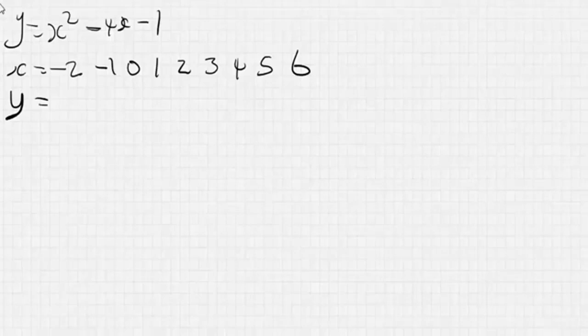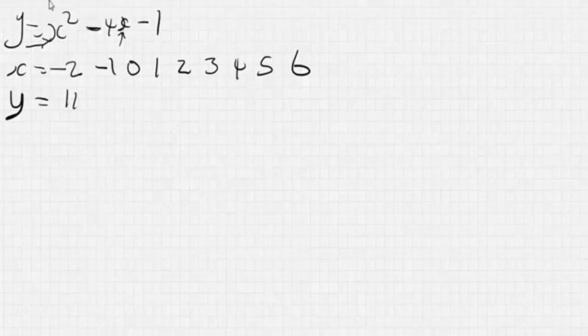When x is -2, let me plug in -2 here. We're going to have (-2)² gives us 4. Okay, -4 times -2 will give us plus 8. So we're going to have 4 plus 8, which is 12. Now 12 minus 1 will give us 11. So when x is -2, our y will be 11.